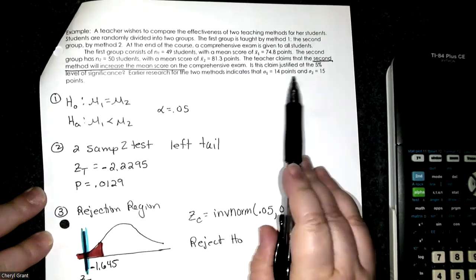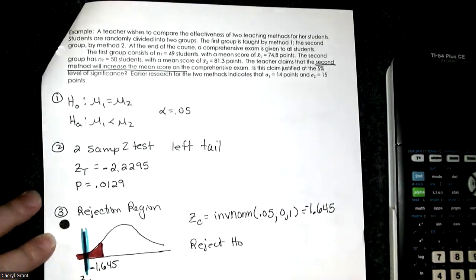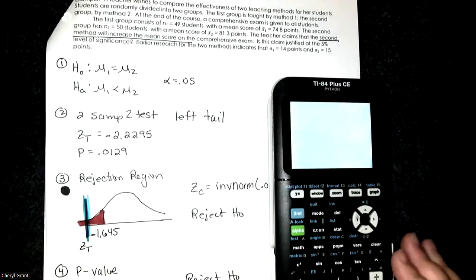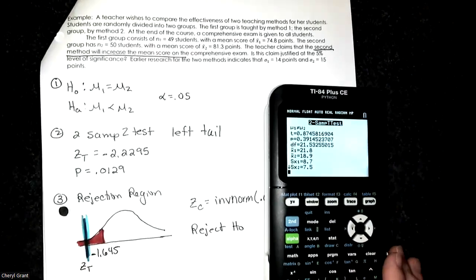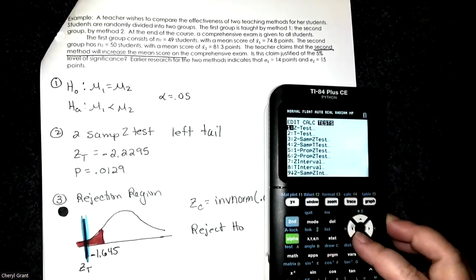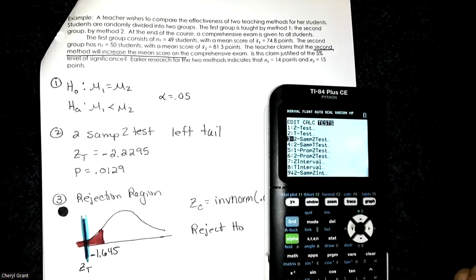Now, because we're given the standard deviations for the population, that's how we know we're going to use z-test. And because it's 2 sample, we're going to use 2 sample z-test. So I'm going to go to the calculator. I'm going to go over to test, and I'm going to choose, on mine it's option 3, 2 sample z-test.